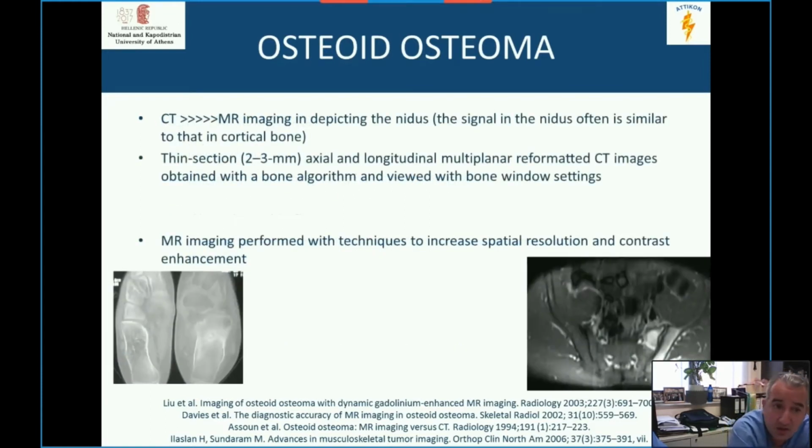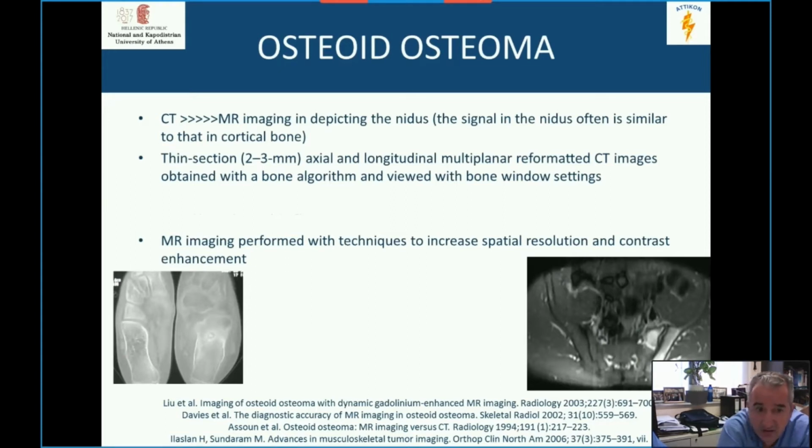As already said, computed tomography has higher sensitivity and specificity when we want to depict the nidus for the first time. This is because in MRI, the signal of the nidus in most cases is similar to that of the cortical bone. For computed tomography, we can use thin section, axial, and longitudinal multiplanar formatted CT images, which can be obtained with a bone algorithm and viewed with bone window settings.